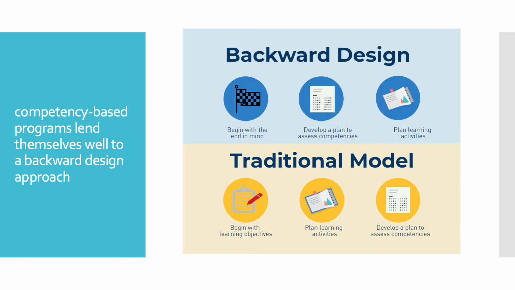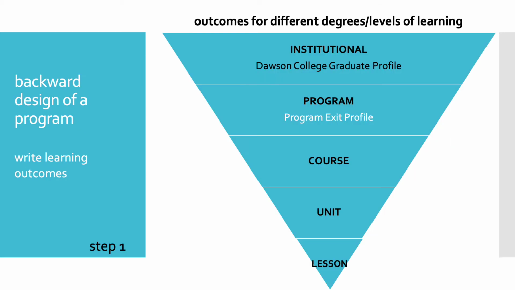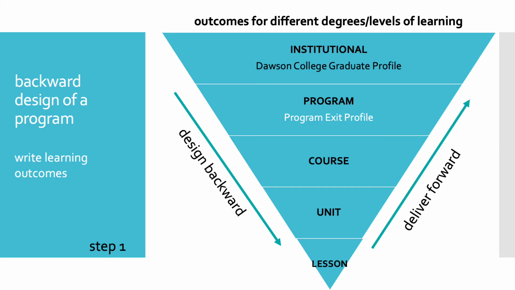The backward design approach forces us to think about what we want our students to know and to do, and how we will assess them. It is a goal-oriented approach. So we have institutional level learning outcomes, we have program level learning outcomes, but we can also have course, unit, or lesson learning outcomes. We design our programs backward, but deliver them forward.